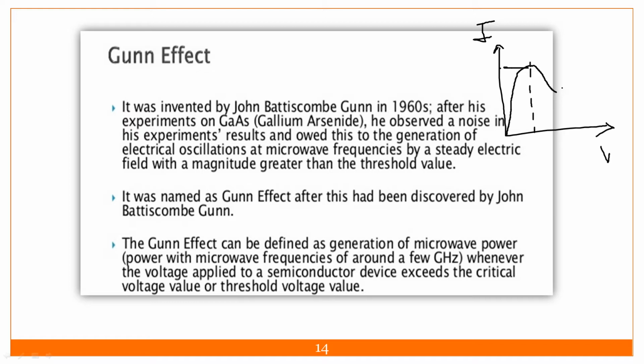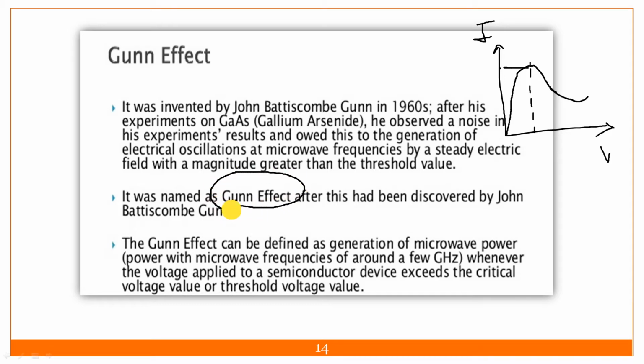Then what will happen? Current is not going to flow normally. This region is called the negative resistance region. Due to this, the oscillation will be created. So the effect is called the Gunn effect. The effect is called what?